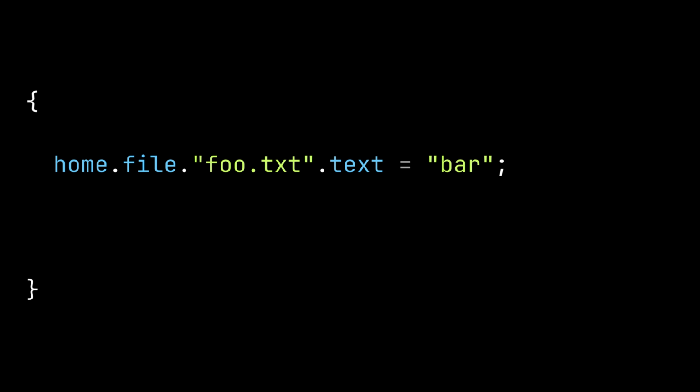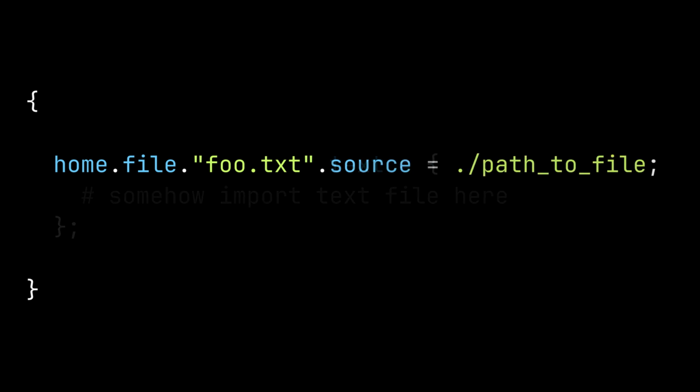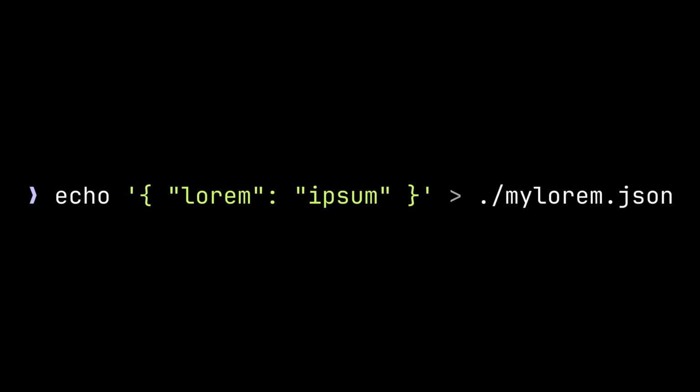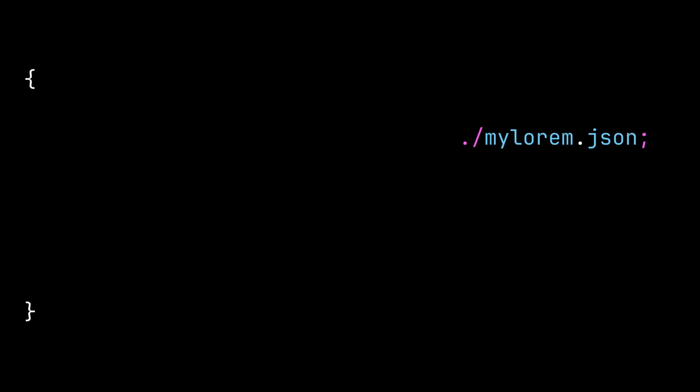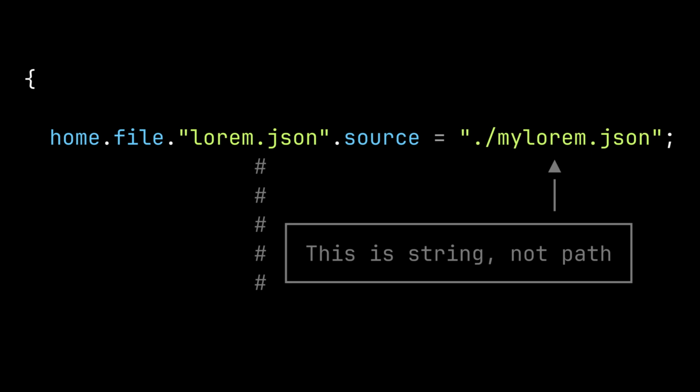But instead of writing a Nix string, you might want to write your configuration on its own file. You can do that by assigning the path of the file to the source option instead of text option. As an example, let's create a file named mylorem.json. And let's assign path of this file to the source option of home.file.lorem.json.